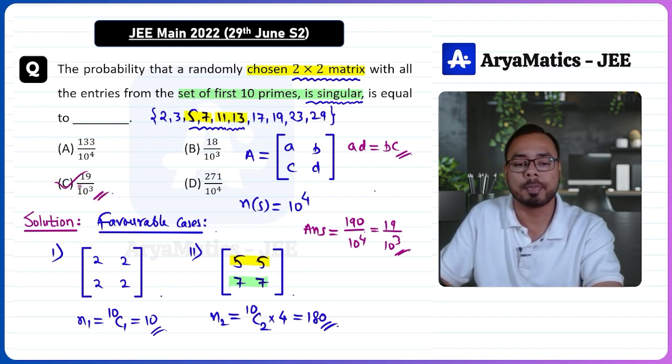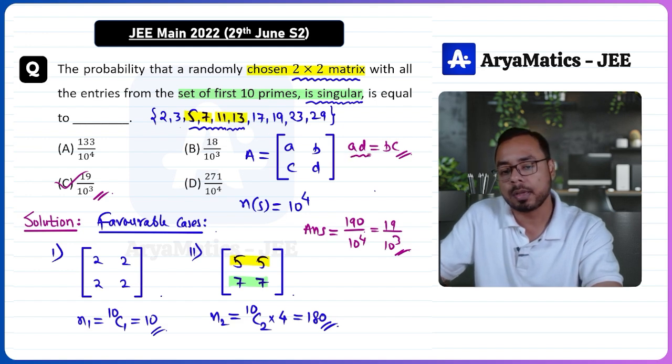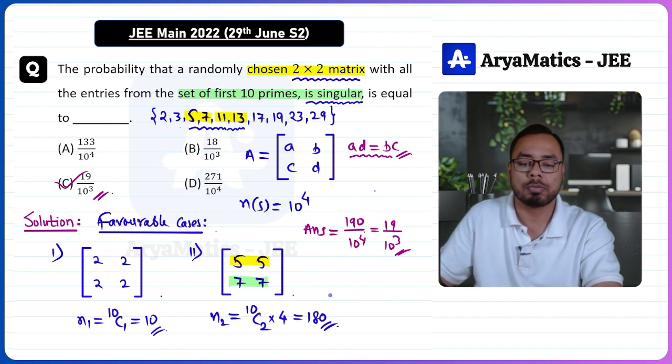This was an interesting problem, and because all the prime numbers are involved, we are getting only these two cases, because product of any two prime numbers is not same as product of any two other prime numbers. So 190 favorable cases, total 10 raised to 4, probability will be 19 by 10 raised to 3, and hence the correct answer is option C.